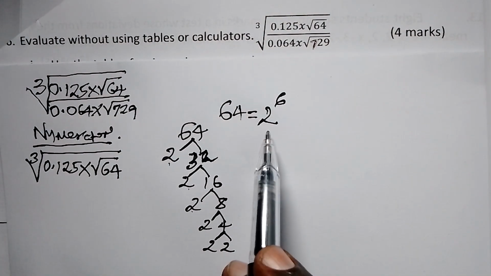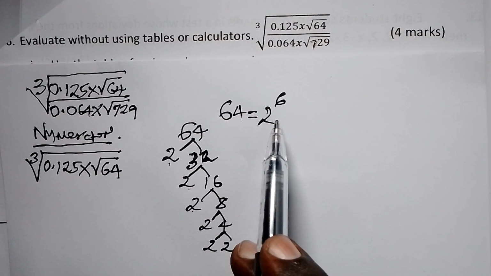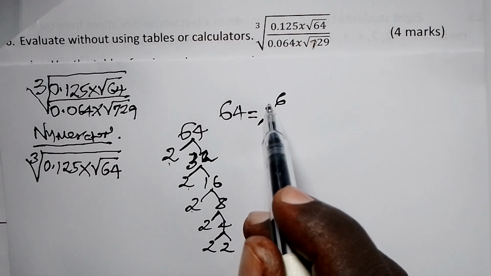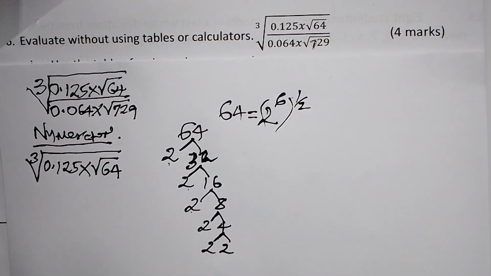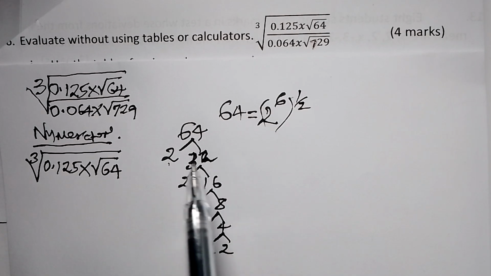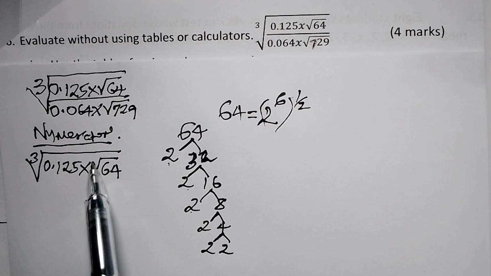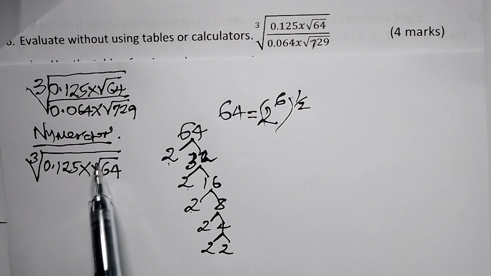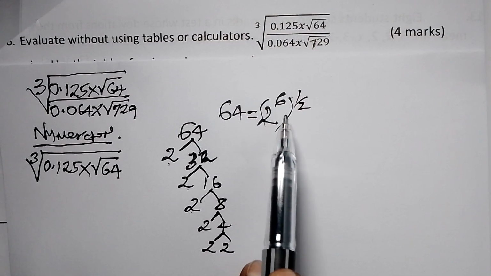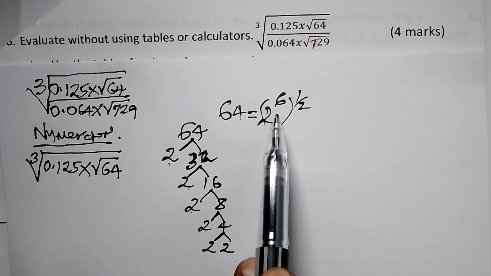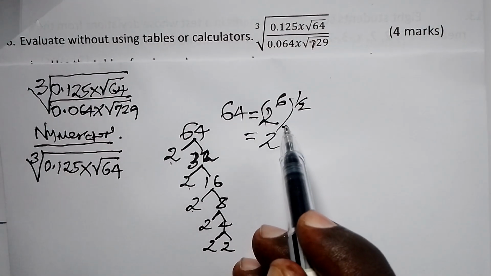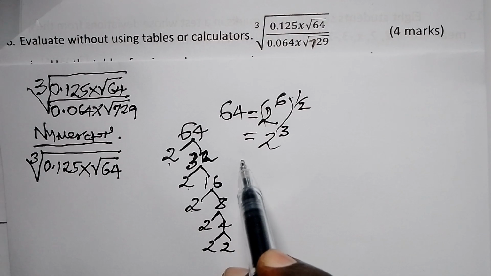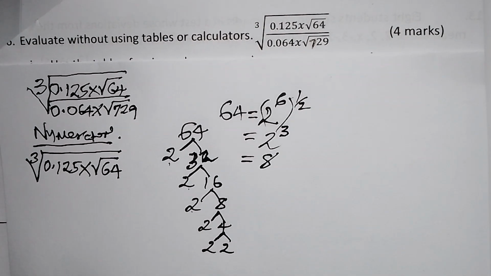And since we want to get the square root of 2 raised to power 6, we are going to multiply this by a half. We're going to multiply by a half because when you have the square root sign, in index form it means 2 raised to power 6 raised to power half. So this will give you 2 raised to power 3. And 2 raised to power 3 gives you 8.